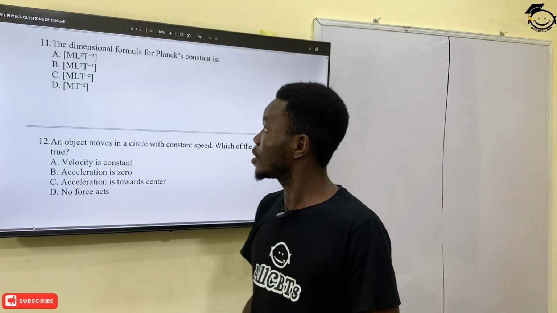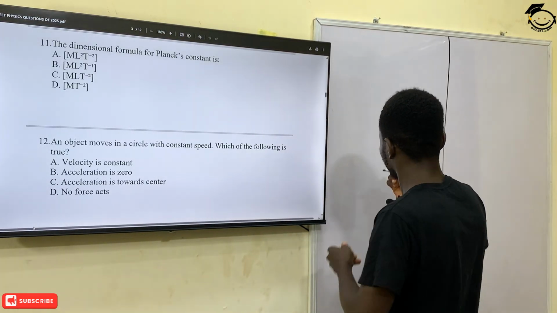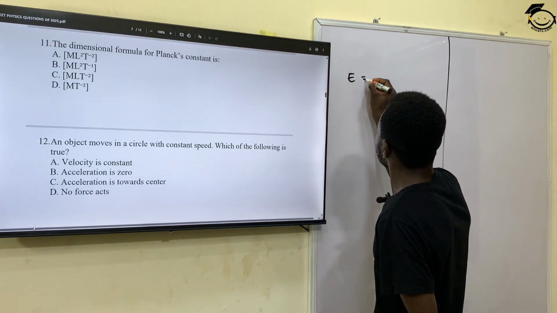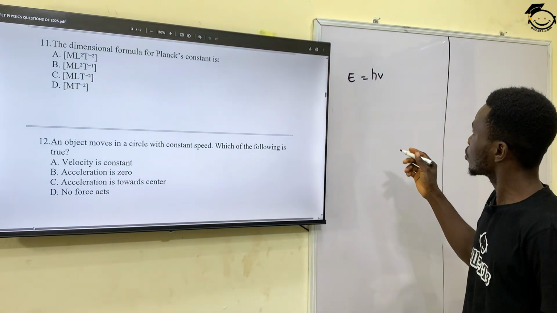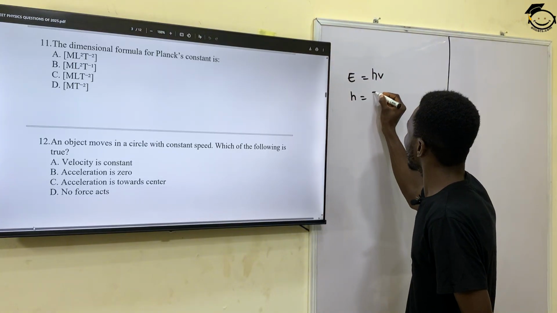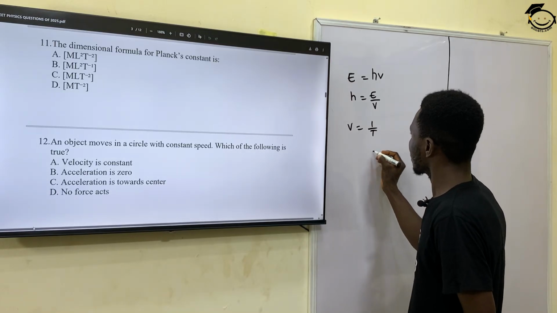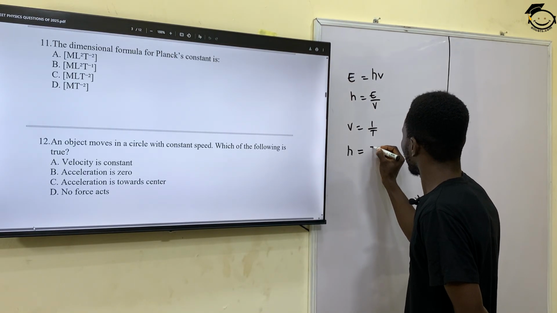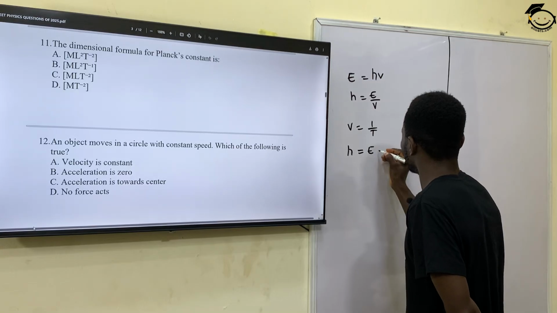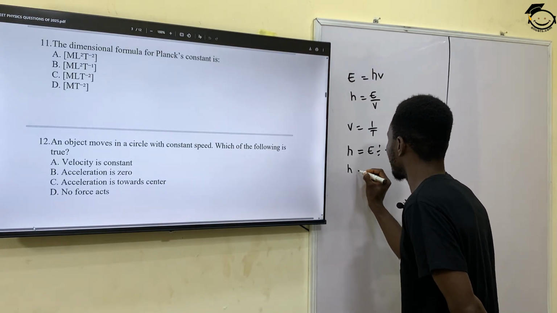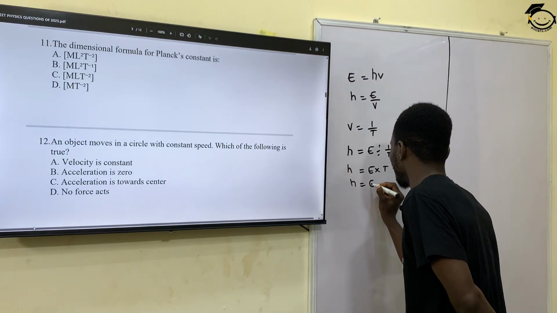Moving on to question number 11, it says the dimensional formula for Planck's constant is dash. So we know that the energy is equal to Planck's constant times the frequency of the electromagnetic spectrum. So this means that Planck's constant is equal to energy over the frequency. But we already know that the frequency is 1 over period, which is similar to saying that Planck's constant is equal to energy divided by 1 over period, which is the same as saying energy times period. So my Planck's constant is the energy times the period.